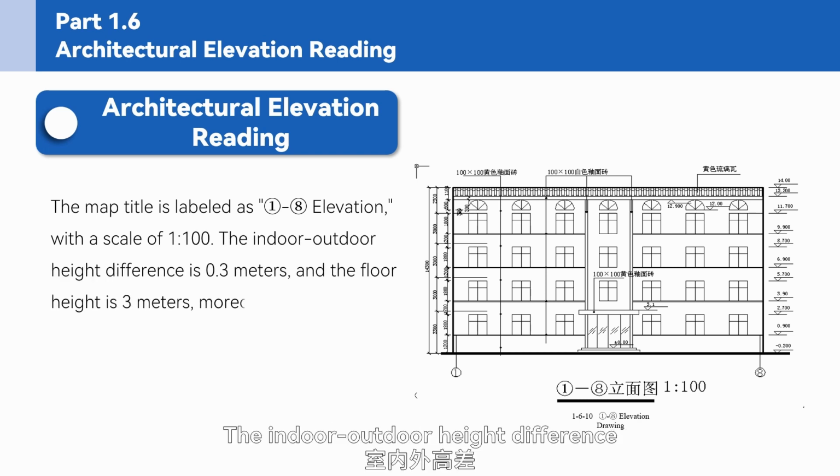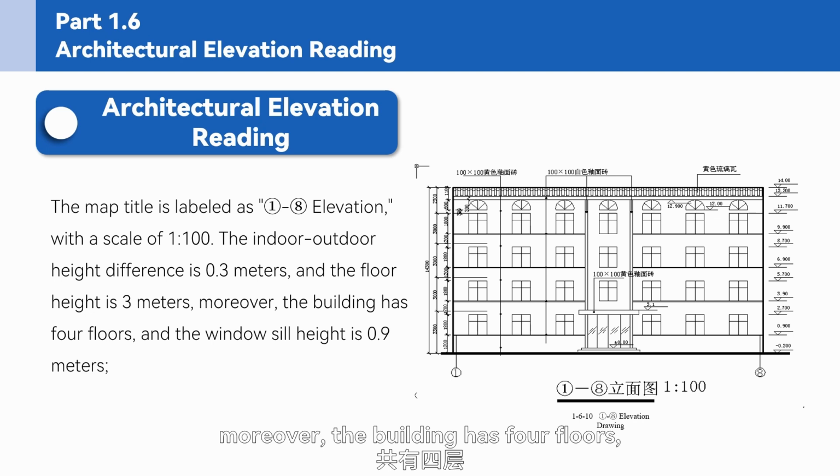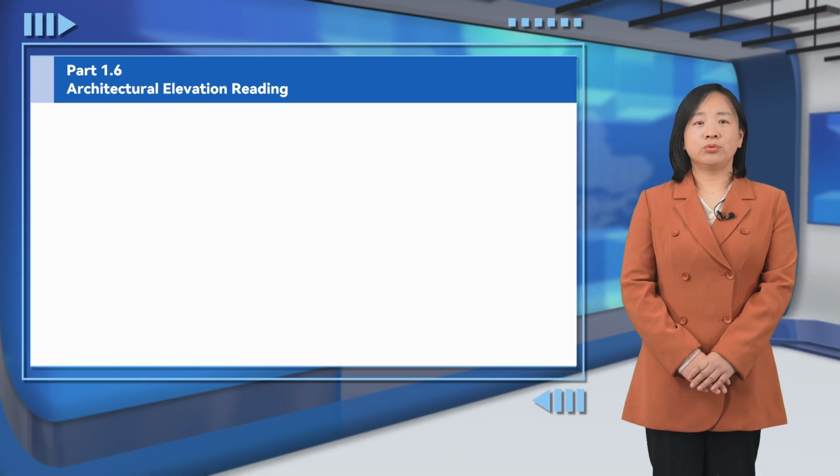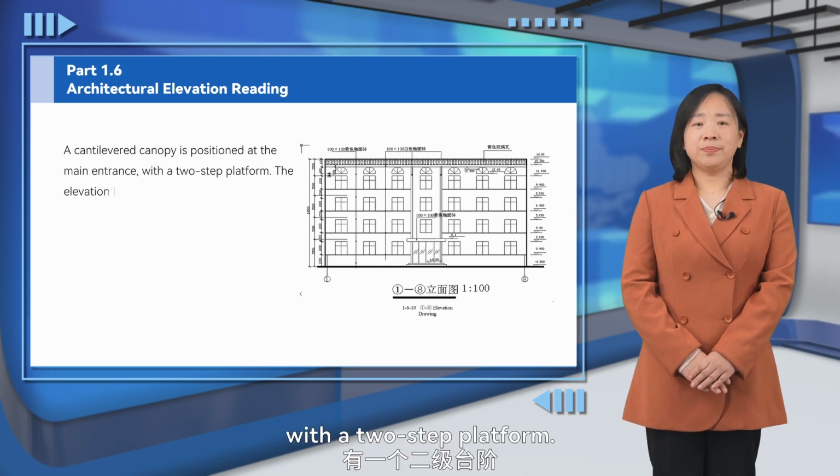The indoor-outdoor height difference is 0.3 meters, and the floor height is 3 meters. Moreover, the building has 4 floors, and the window sill height is 0.9 meters. A cantilevered canopy is positioned at the main entrance with a 2-step platform.